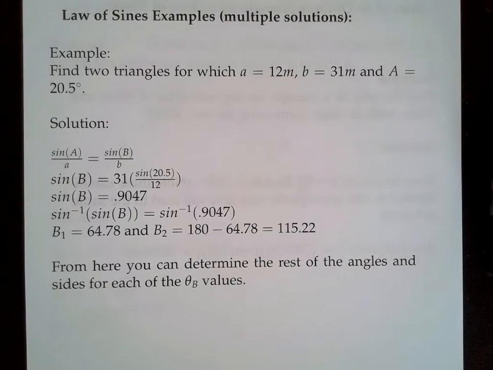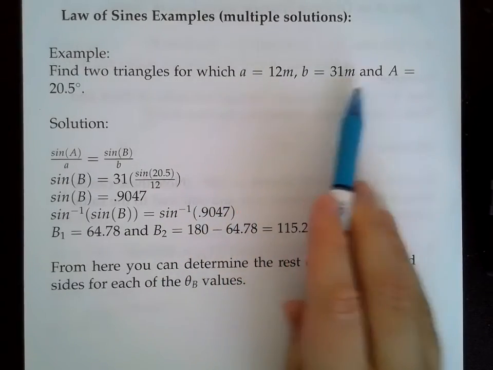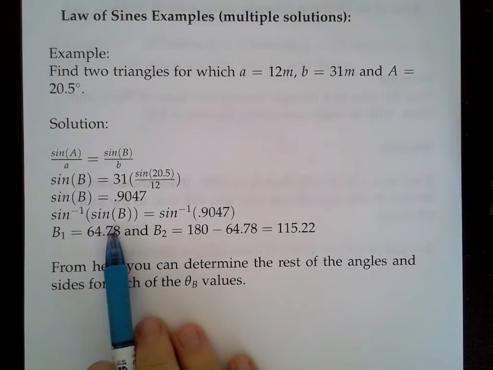So let's jump right into this. For example, we're going to find two triangles for which a is equal to 12 meters, b is equal to 31 meters, and the angle A is equal to 20.5 degrees. So what I'm going to do is start out by finding angle B. I'm going to do this just like I did with the other ones.